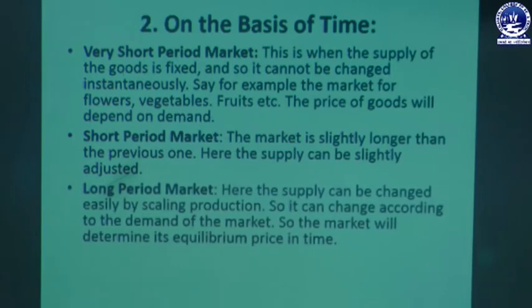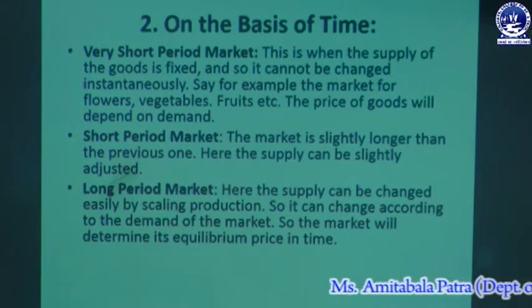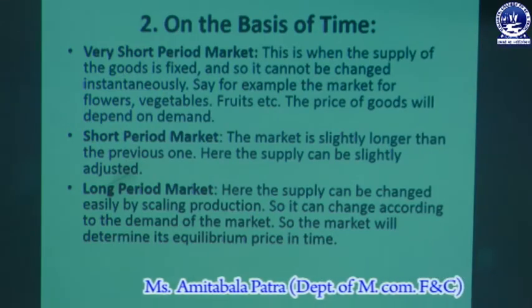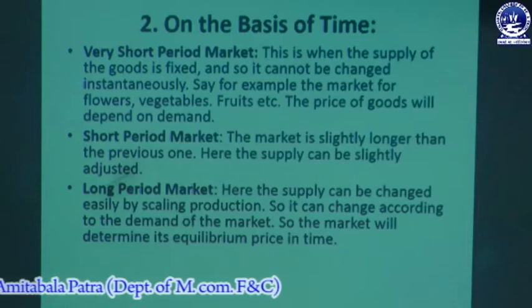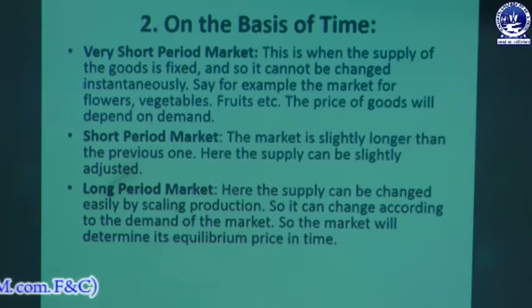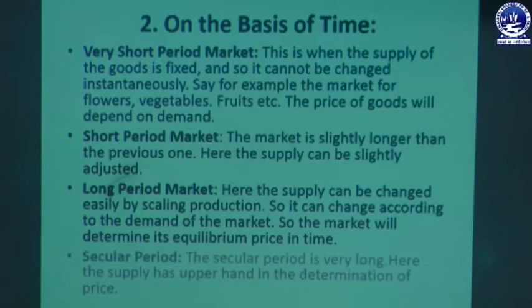Next we have the long period market. Here the supply can be changed easily by scaling the production, so it can change according to the demand of the market. So the market will determine the equilibrium price in time. This is the long period market, where we have a considerable or significant period of time to do the marketing of the product. So it is called the long period market.